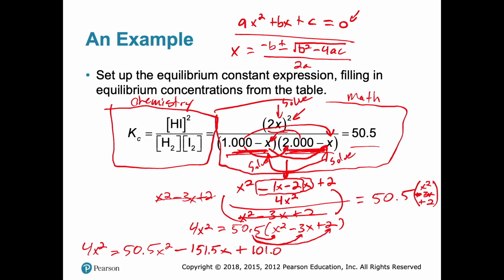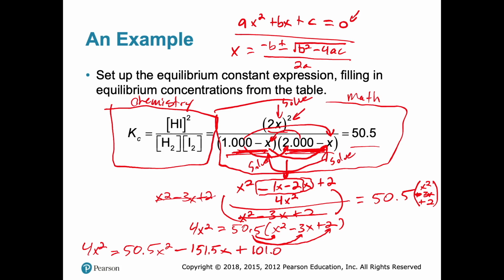Okay, now I'm at this point. What do I have to do now? Keep going. Say again? Subtract 101? What is the point of this whole thing, to get it to? So you can use a quadratic equation. So what would you need to do to get it ready for the quadratic equation? You've got to get it so it's equal to 0.